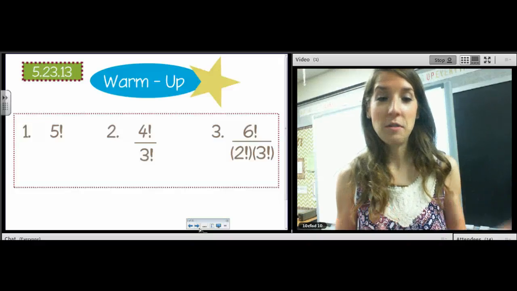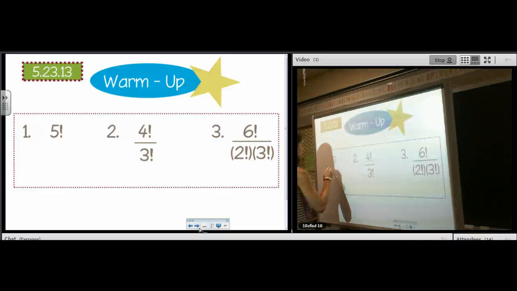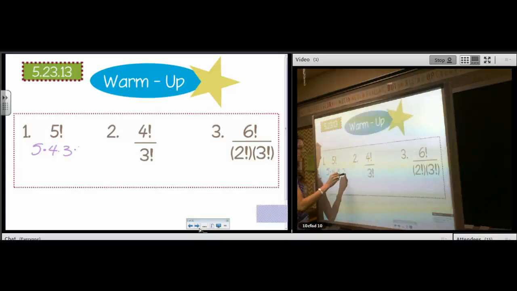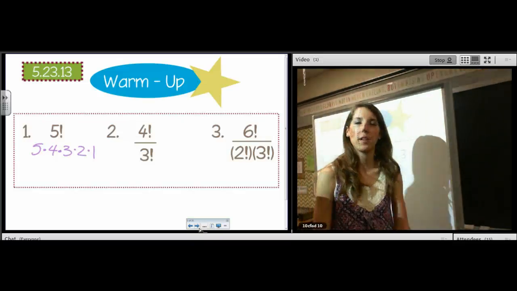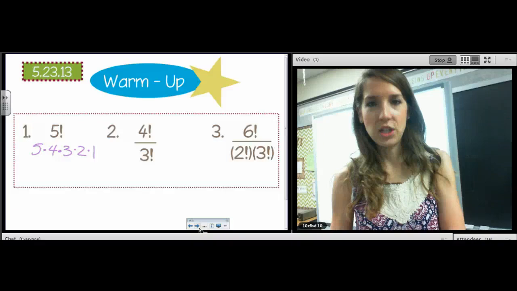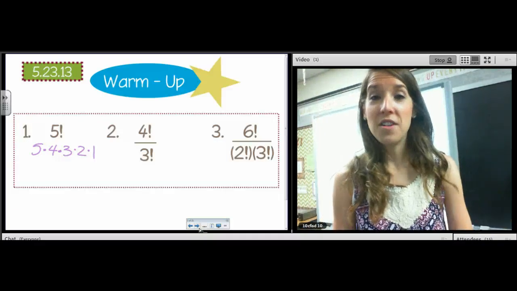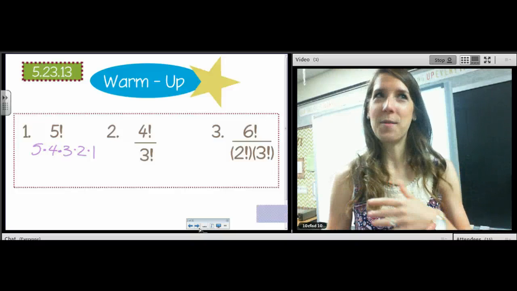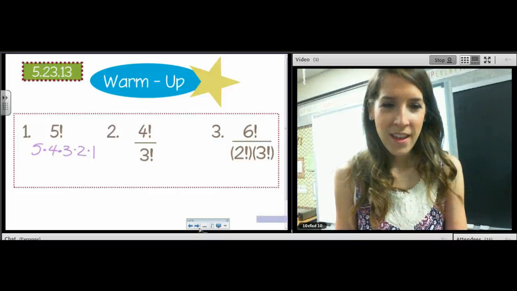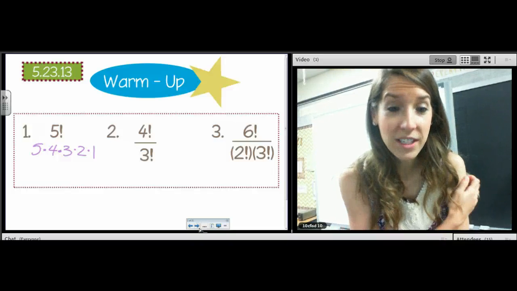Most of you already knew this, but not everyone does. 5 factorial is 5 times 4 times 3 times 2 times 1. That is the definition of 5 factorial. It is the number times the number minus 1 times that number minus 2 times that number minus 3, and so on and so forth until you get to 1. We are not going to multiply it times 0 because then that would just cancel out all of our hard work.